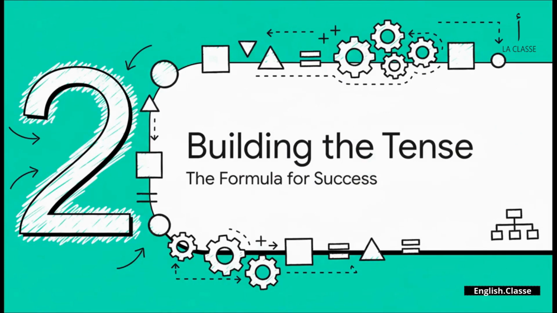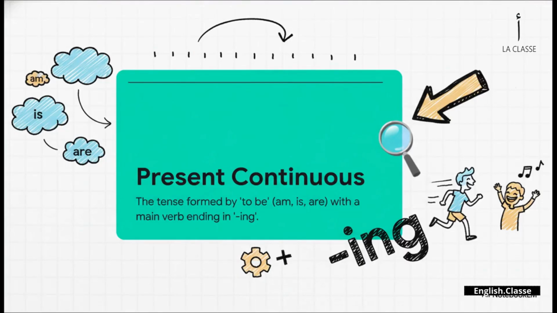So how do we actually build this thing? Well, the great news is that it's like a super simple recipe with just two main parts. It's a formula for success that you can use every single time. So yeah, it really just comes down to two essential ingredients. First, you've got to have the right form of the verb to be. That's your am, is, or are. And then you just take your main action verb and stick ing on the end. That's it. Those two parts have to work together, always.